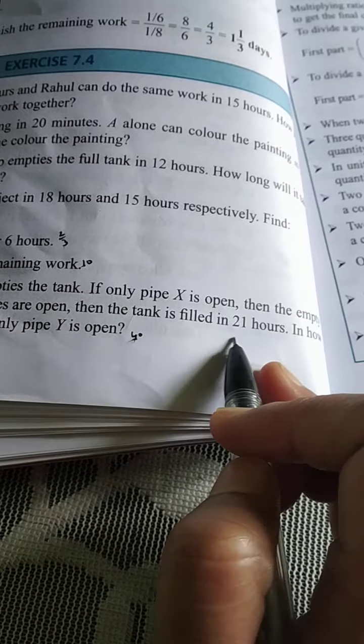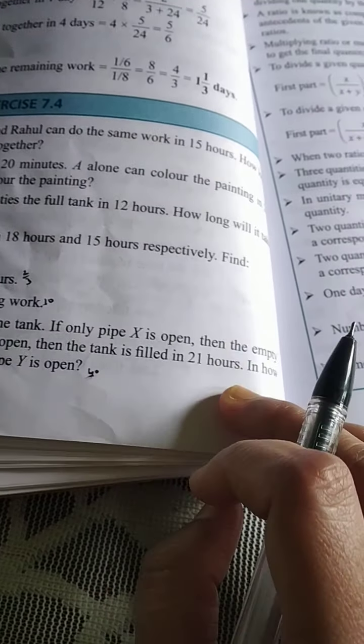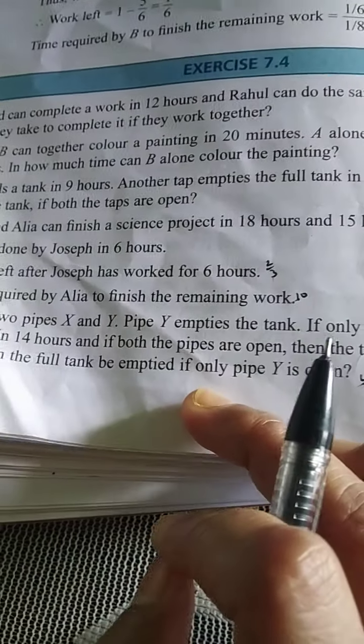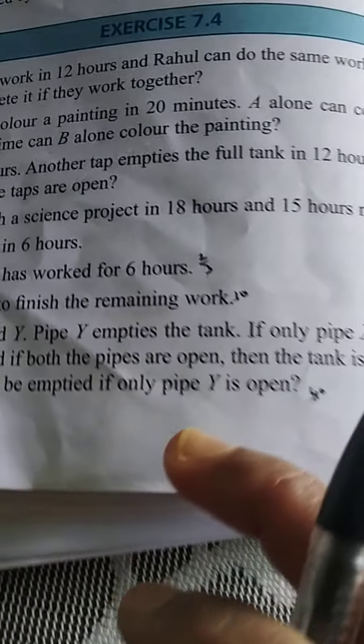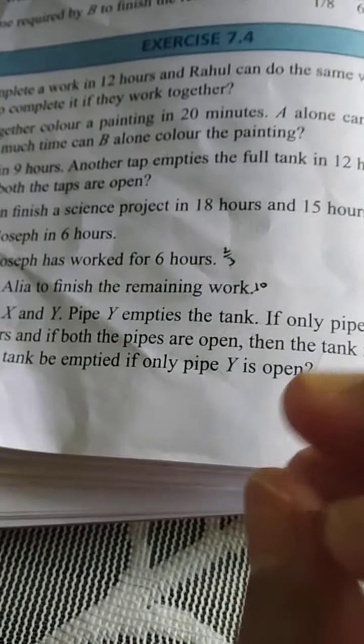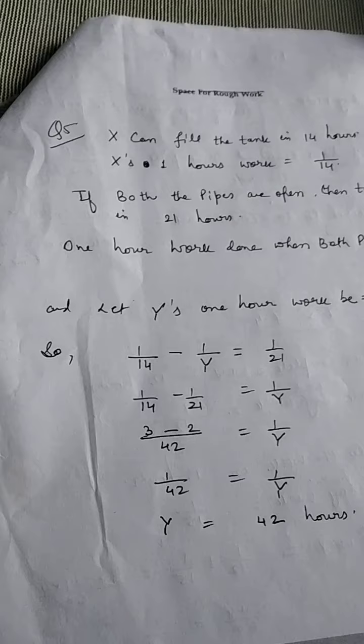It will take more time because one pipe is emptying the tank. So it will take 21 hours. Then in how much time can the full tank be emptied if only pipe Y is open? If only pipe Y is open, then how much time will it take to empty the tank? Okay, means you have to find out Y's work.